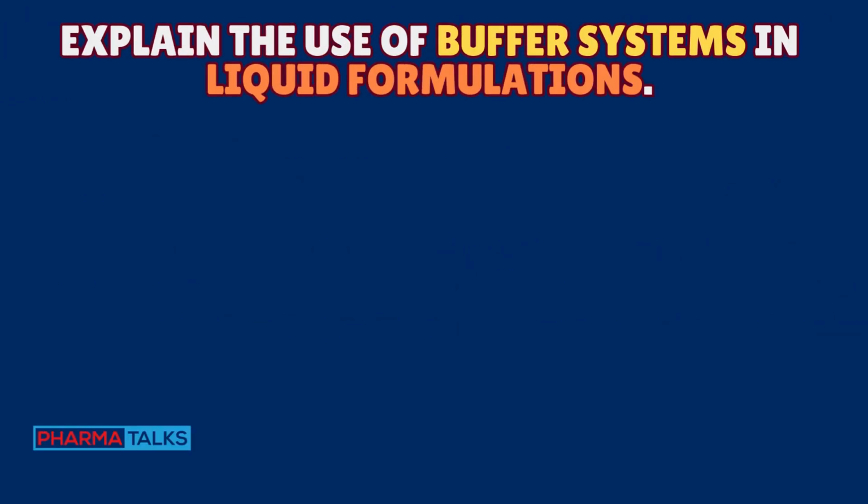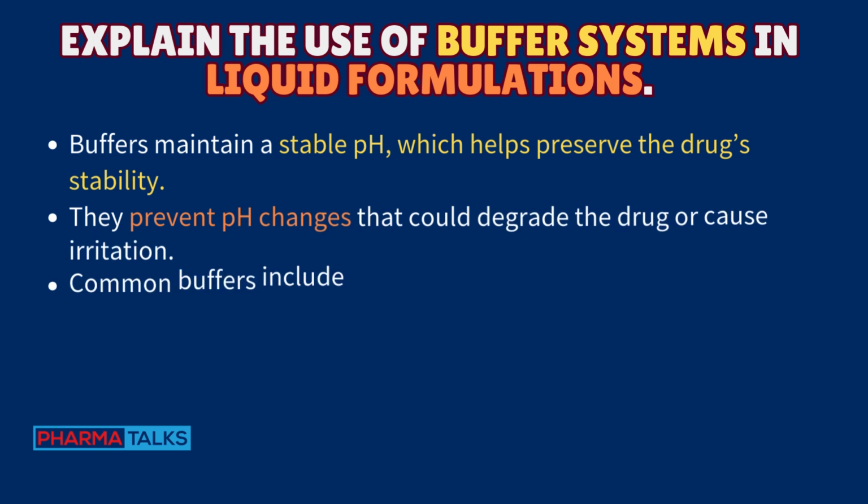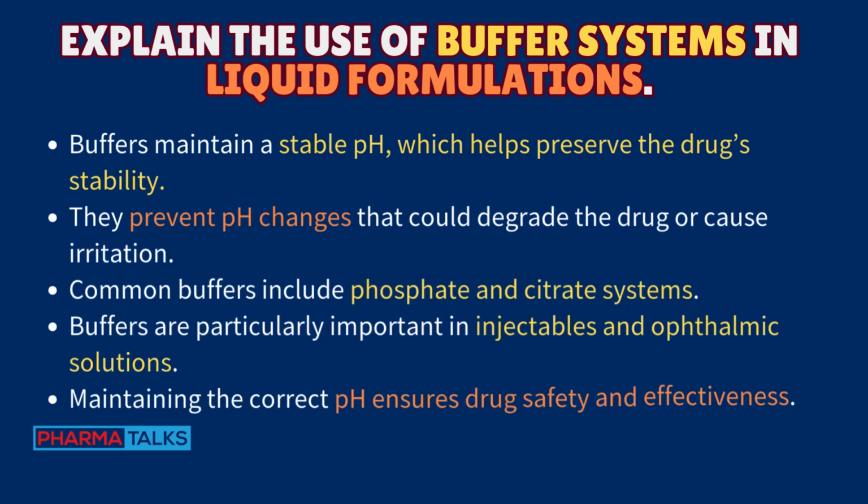Explain the use of buffer systems in liquid formulations. Buffers maintain a stable pH, which helps preserve the drug's stability. They prevent pH changes that could degrade the drug or cause irritation. Common buffers include phosphate and citrate systems. Buffers are particularly important in injectables and ophthalmic solutions. Maintaining the correct pH ensures drug safety and effectiveness.